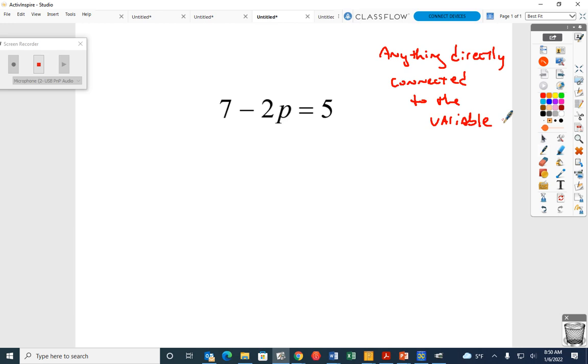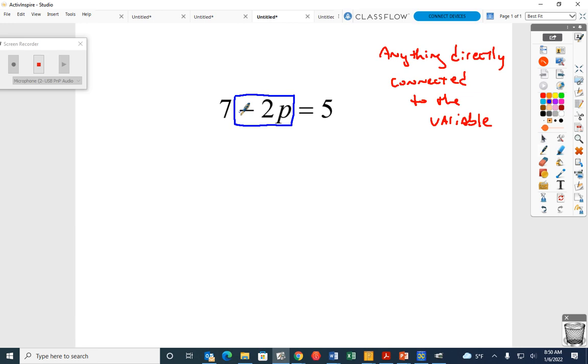Yes. A 2, but it's not just a 2. I don't want you to see that as a 7 minus 2p. What do I want you to see that as? A 7 and a negative 2p. So we're going to put everything that is directly connected to that variable in a box. So put this in a box. Is everybody with me so far?